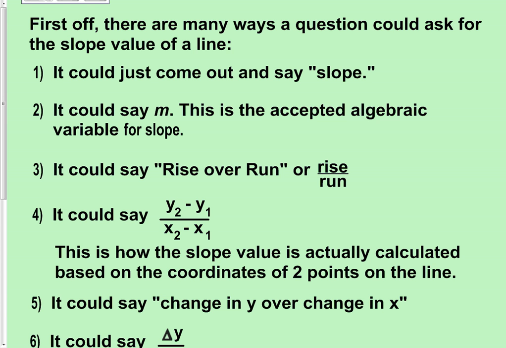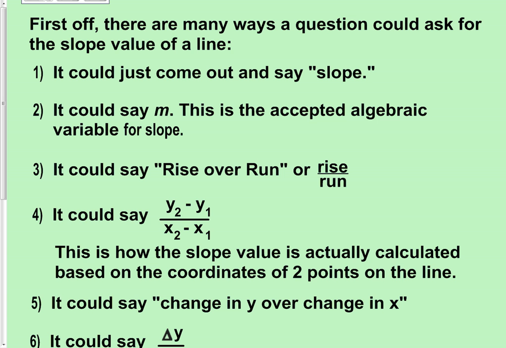Clearly, they could use the word slope. Clearly, they could use the algebraic variable m, because that's what it represents in slope-intercept form. Y equals mx plus b. M is for the slope. In junior high, they said rise over run a good bit, but you're going to see that fading away.